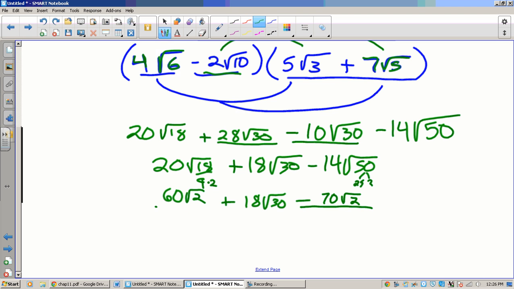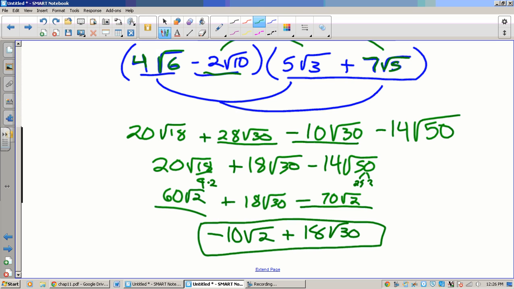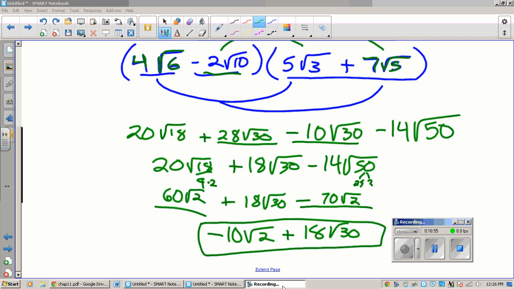Then we can combine this like term and this like term. I've got negative 10 radical 2 plus 18 radical 30. And that, ladies and gentlemen, is our answer.